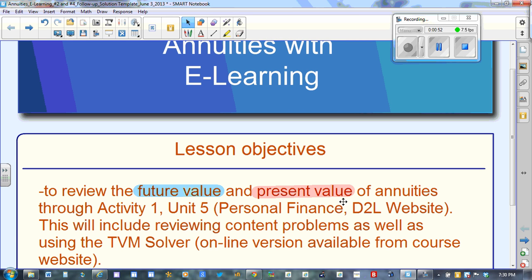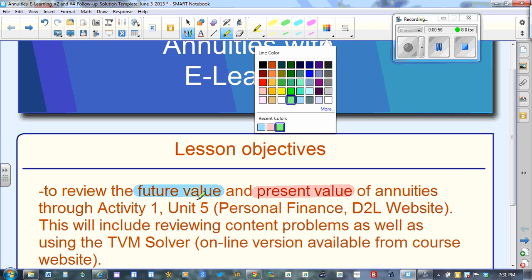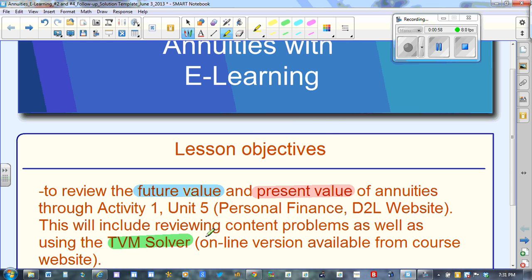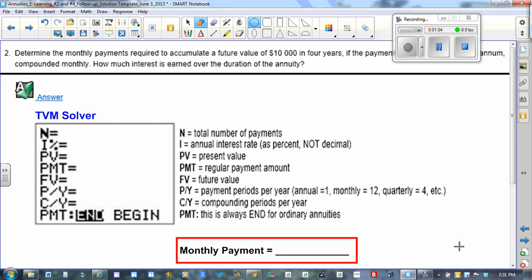We're also going to use the TVM solver through a number of these examples. In fact, a lot of your annuity problems will be solved using the TVM solver. So here's the first one.